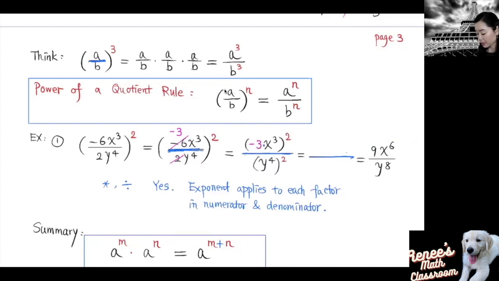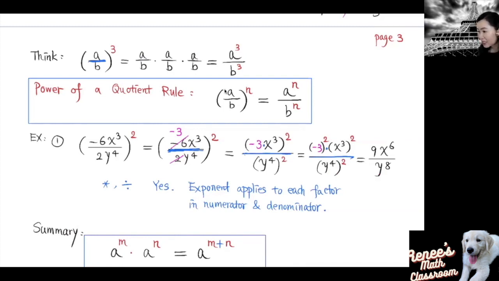Now up here, in between this is multiplication, right? So it is a product, so use the power of a product rule. I'm going to apply this square to the -3, and also apply the square to x cubed. And finally, the square of -3 is positive 9. And the square of x cubed, we use the power of a power rule, so that's x to the 6th power. And then this one here is y to the 8th power.